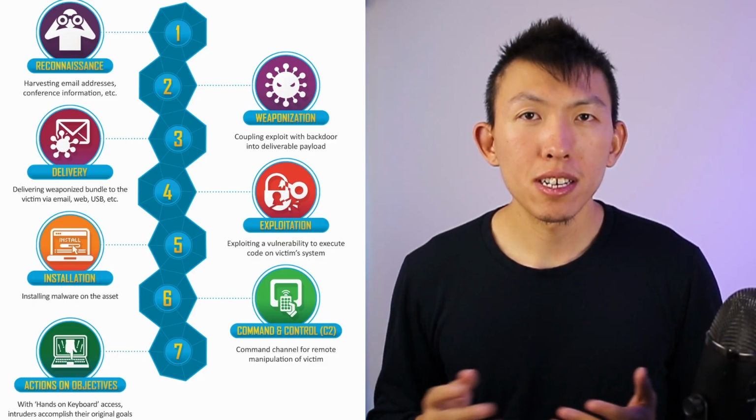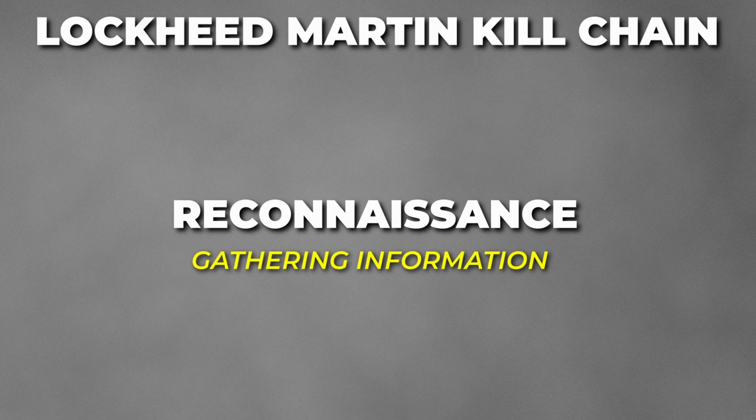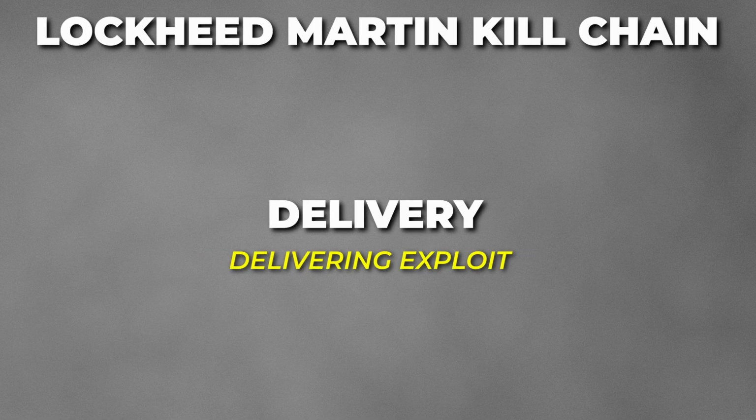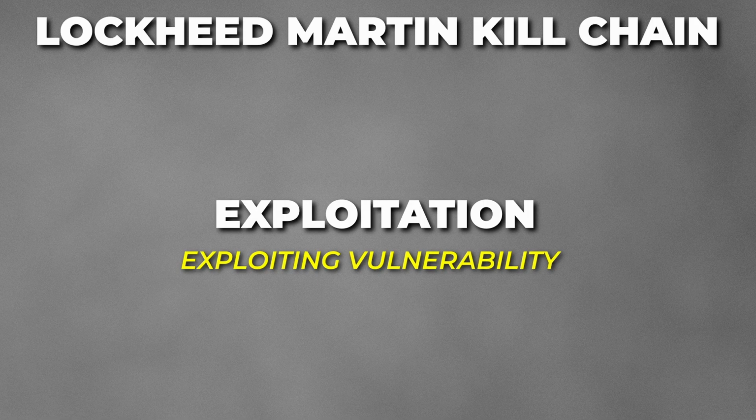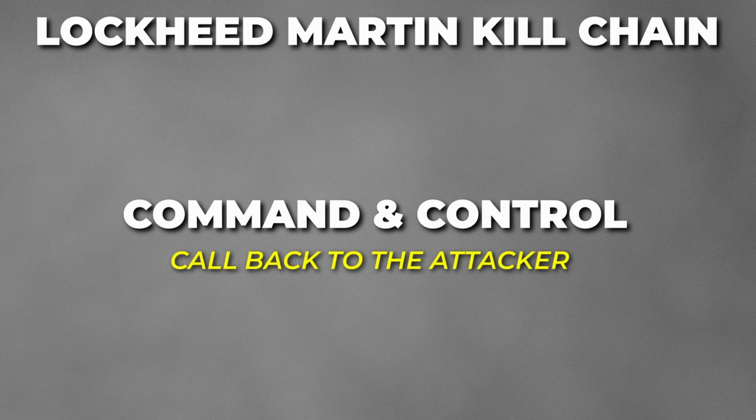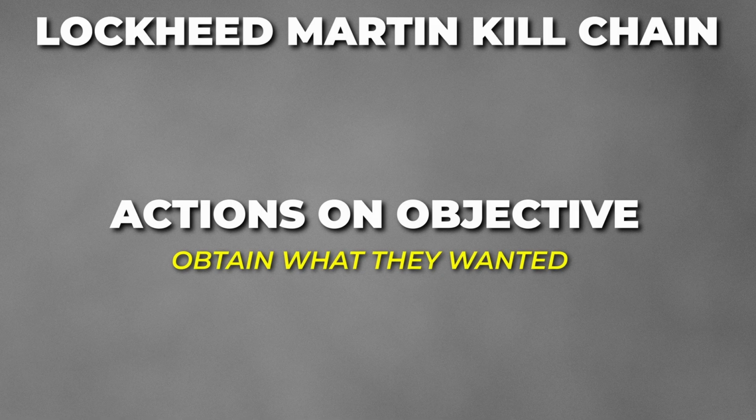The first one I want to talk about is the Lockheed Martin Kill Chain. This kill chain is designed to map out the phases an attacker will typically go through. The first one we have is reconnaissance, which is gathering information; weaponization, crafting their weapon of choice; delivery, thanks but no thanks; exploitation, take advantage of a vulnerability; installation, installing malware; command and control, call back to the attacker; and finally, actions on objective, whatever that may be.